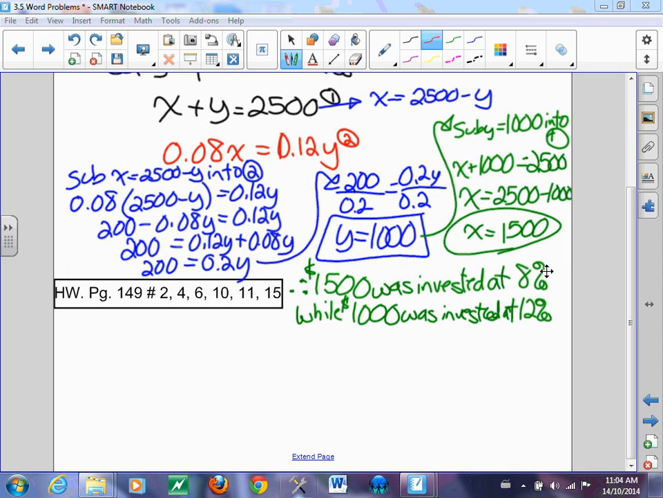All right, so here's your homework, folks. Page 149, numbers 2, 4, 6, 10, 11, and 15. Give it a try, folks, and really try to practice coming up with these equations.